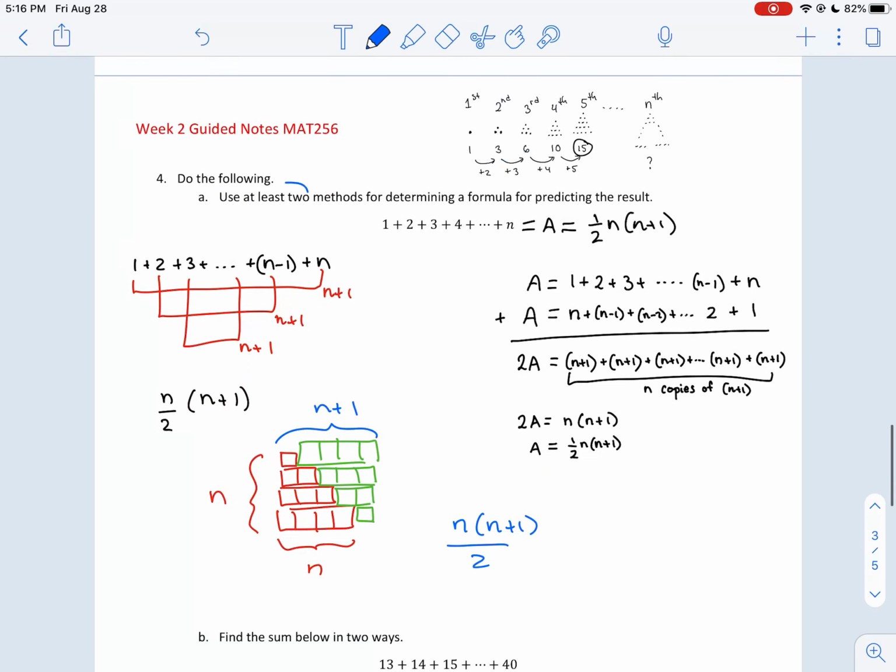Right, so I've actually shown you 3. In your guided notes, feel free to just do 2 of these, but here in our lecture, I've shown you now 3 different ways for determining that the sum of 1 through n is given by this formula that we have here. Okay.